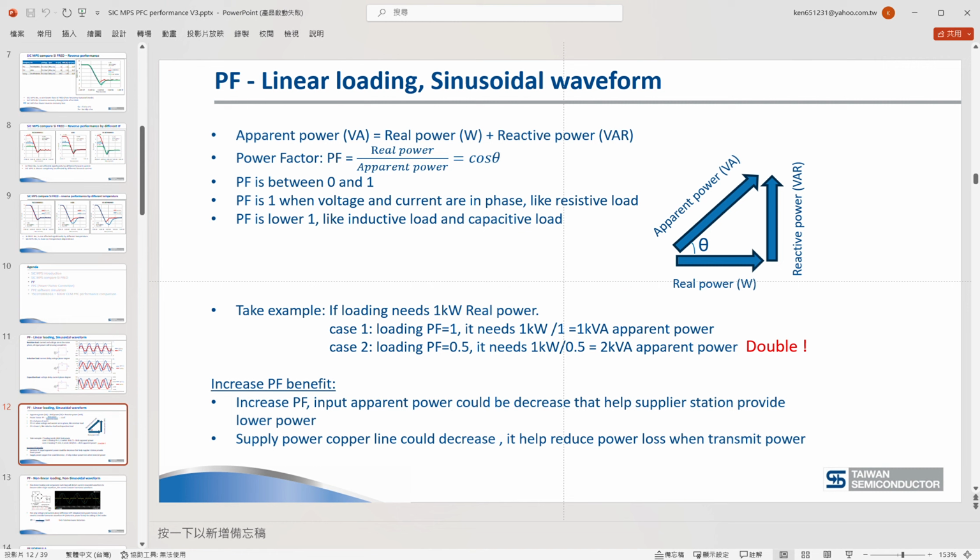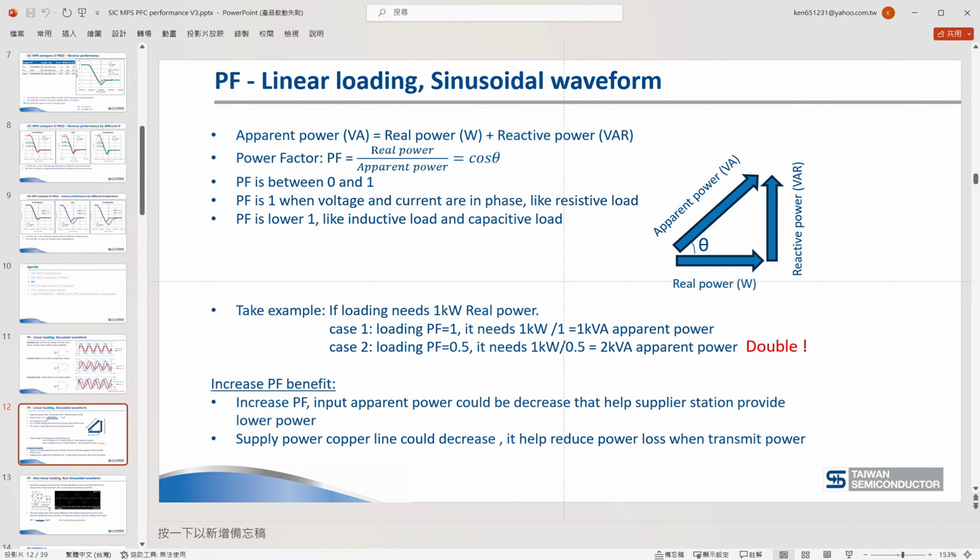To describe this relationship, we use this. Apparent power means how much energy comes from your power station. The unit is volt-ampere. It equals the real power, which means how much energy your loading actually consumed. The unit is watt. Plus the reactive power, which means the energy stored by this circuit that will feed back to the power source. It will not be 100% consumed by this loading.